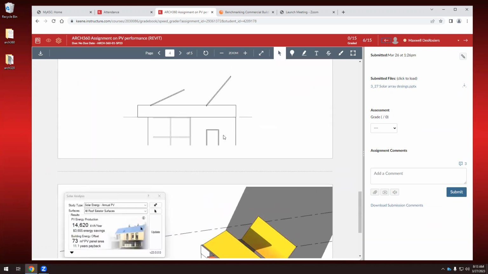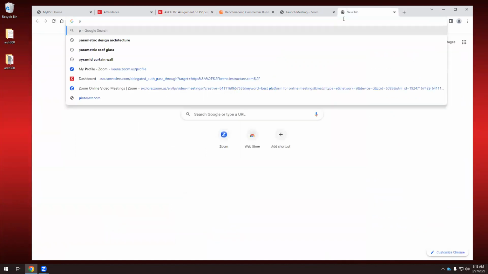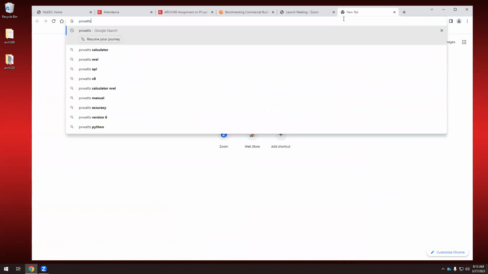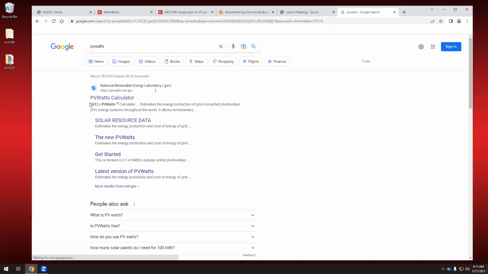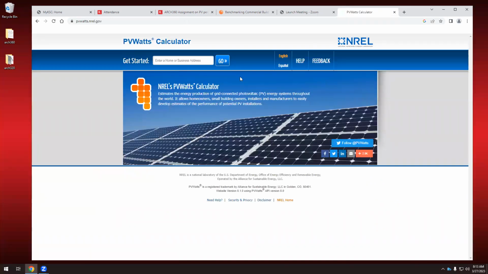Today, I'm going to show you how to analyze this option, or how to go even farther. And we have this PV Watts software. PV Watts, a wonderful tool. It's for free, and it's developed by the Department of Energy. So can we rely on the US government? Well, in terms of PV Watts, I think we can, and it's very easy. I think you're familiar with this tool.